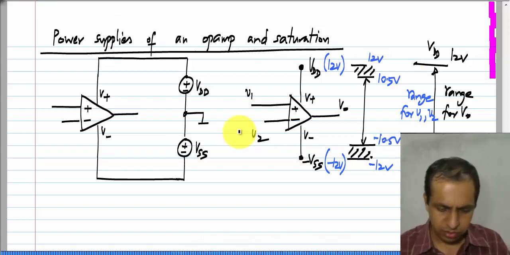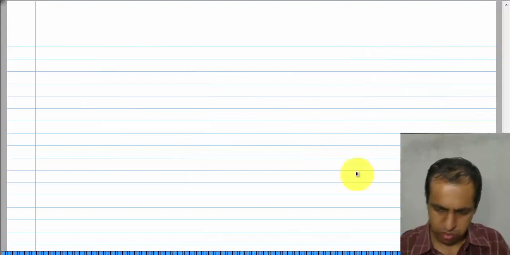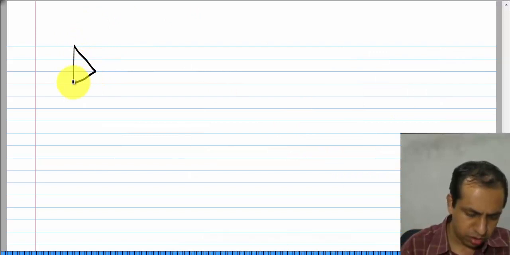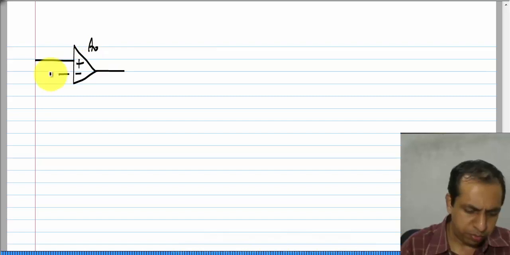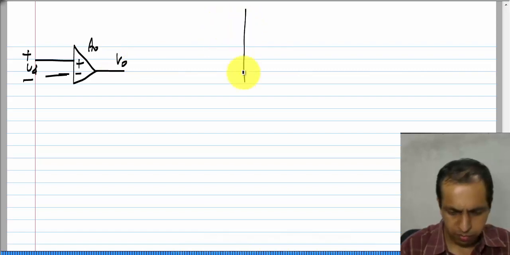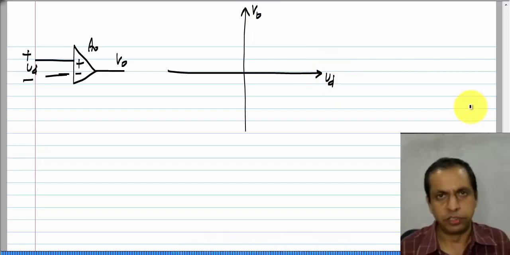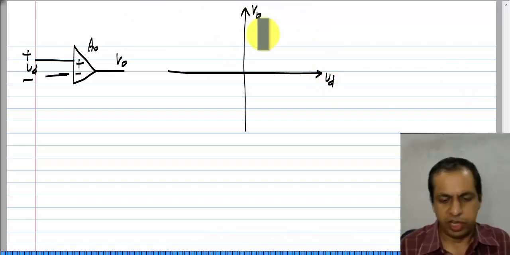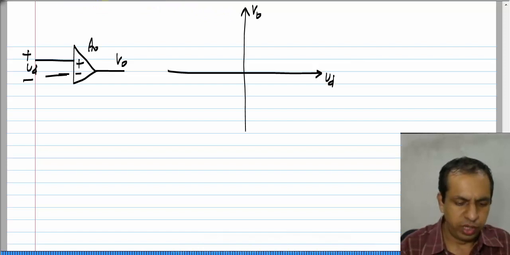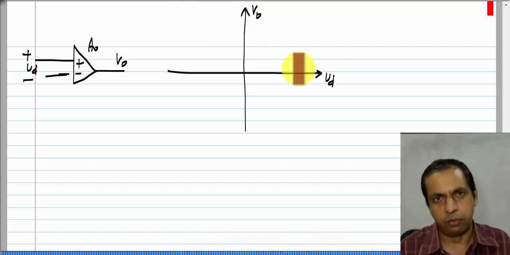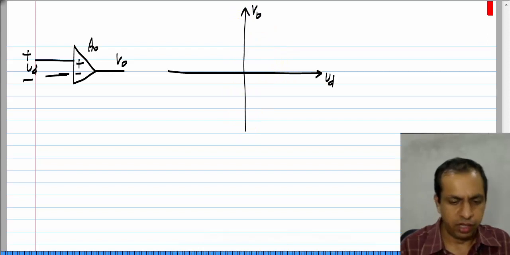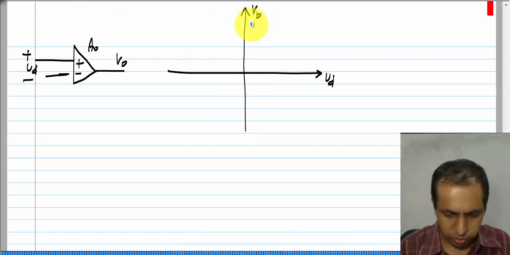In other words, if I take an op amp with gain A naught and plot V naught versus VD, it will be a straight line, because we model it as a linear voltage controlled voltage source, and the slope will be very large. Okay. In fact, if I use the same scale for x and y axis, then it will be pretty much a vertical line, but I want to show some slope. So, I will show it like that.